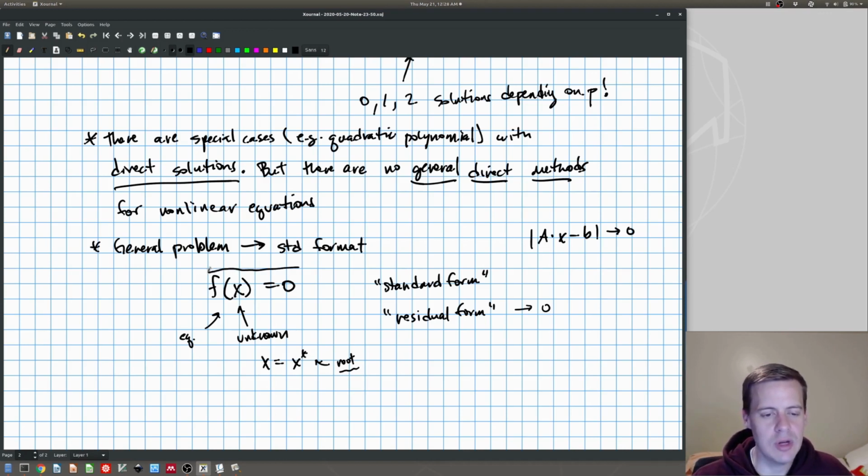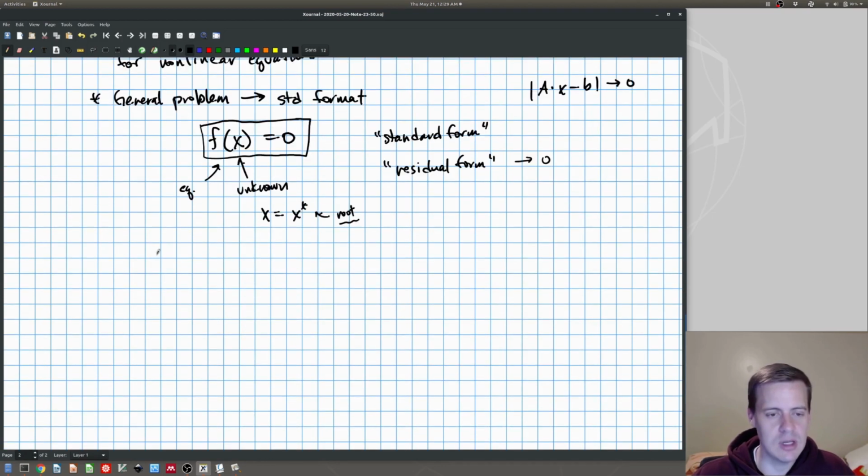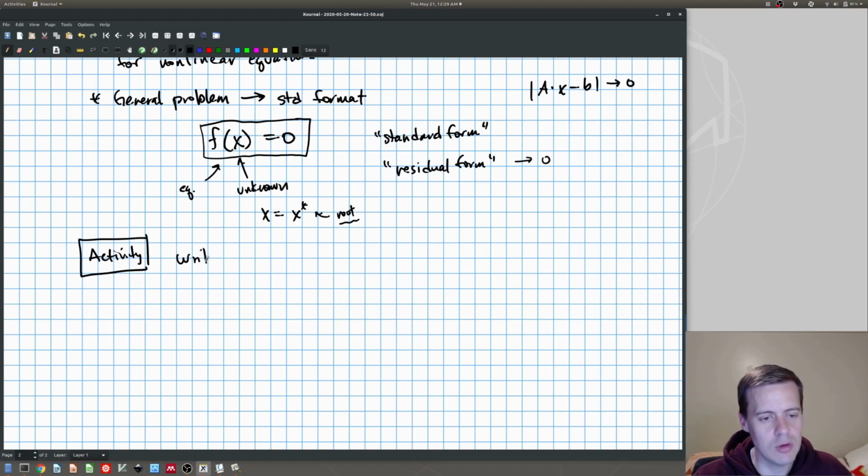Okay, so don't forget standard form. And because I want you to not forget it so much, we're going to do a quick little activity here, where I want you to write an equation in standard form for me. Okay, so this is a quick activity. I want you to write the following in standard form, where I have the following equation.